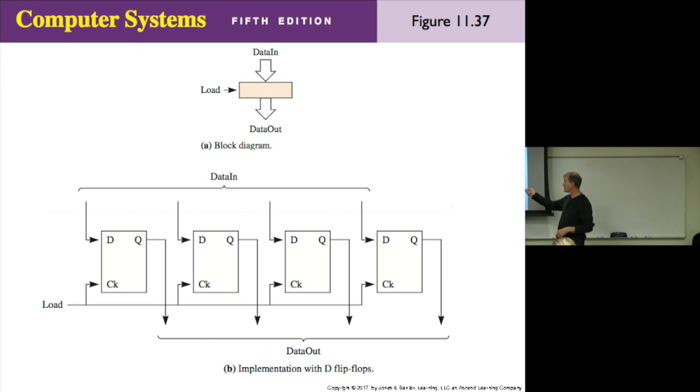And furthermore, what is the load control line doing? It's going into what? Each one of the clock inputs simultaneously. So do you see that because that is happening simultaneously, it's parallel. It's not having to feed it in from one end. It's not having to shift it in. It's going in parallel all at once. Because that load, our external load control line going into the register, is actually fanning out and going into the clock input of each flip-flop individually.